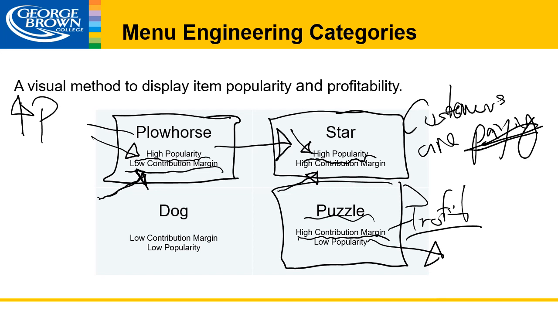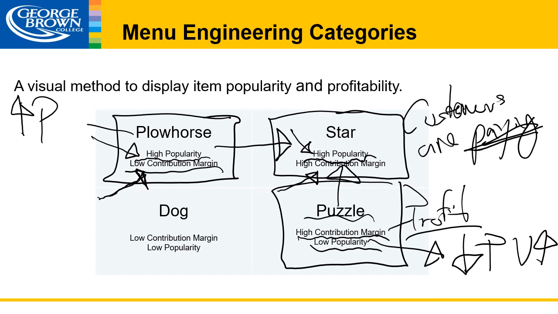Now this should be concerning, the low popularity, because what that means is that in comparison to other products on the menu, people are not purchasing it as much. So what you could do here is decrease the price. Holding all other things the same, the product quality and the service quality of your restaurant, by decreasing the price, value must increase. So more customers may purchase this product, thereby turning this puzzle into a star.